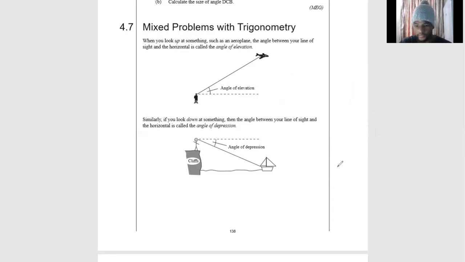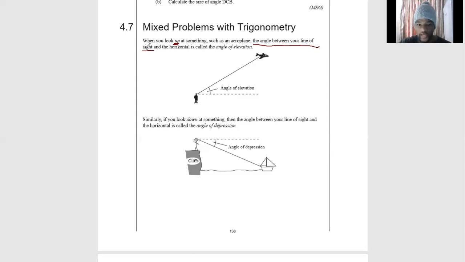So without wasting any more time, let's dive in. When you look up at something, that's a key word. When you look up at something, such as an aeroplane, you lift your head. So this is an angle of elevation because you're looking up. The angle between your line of sight, because I'm looking at the screen like this, but if the aeroplane flies above my head, I should raise my eyes upwards. So the angle between here and here, that will be the angle of elevation.